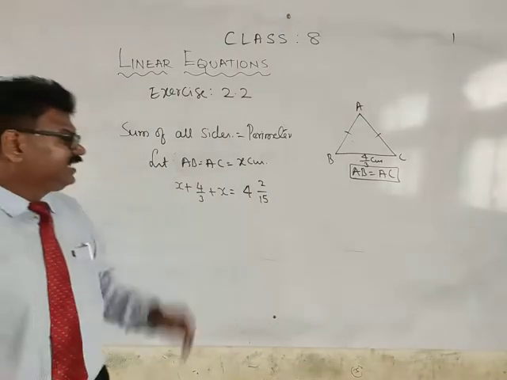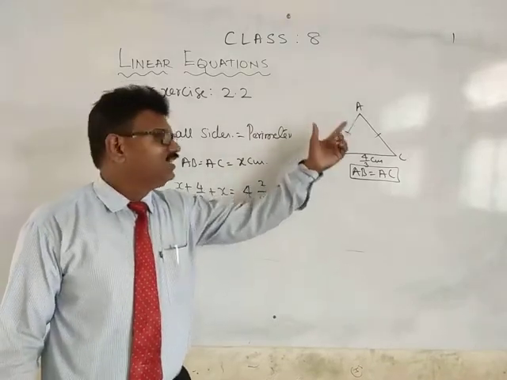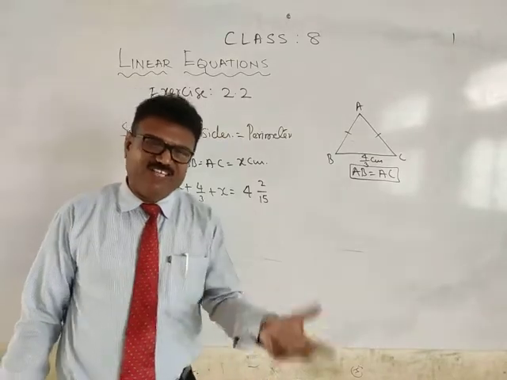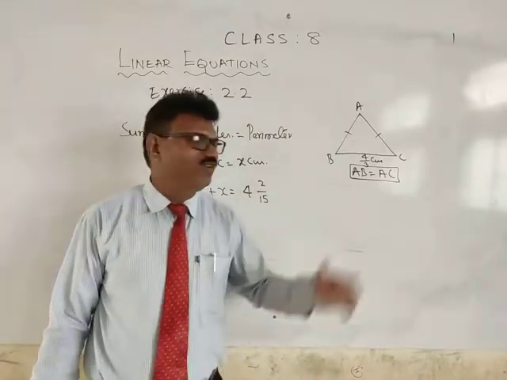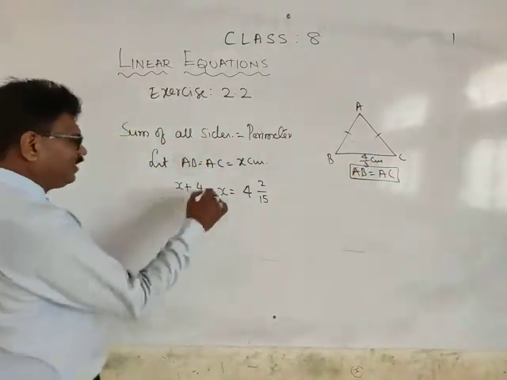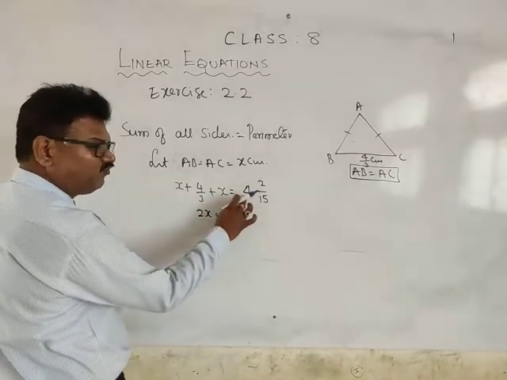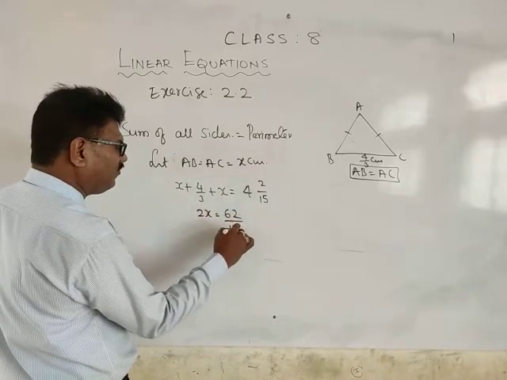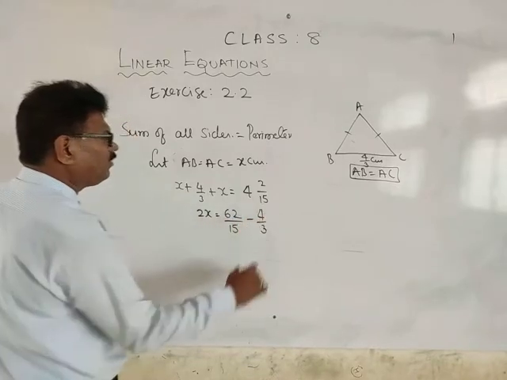So it is the sum of all 3 sides. Why are they x and x? Isosceles means two sides are equal, or two angles are equal. But he is talking about the sides, therefore we have to talk about the sides only. Now x plus x is 2x equal to 15 into 4, 60, 60 plus 2, 62 by 15. Plus 4 by 3 will become minus 4 by 3.